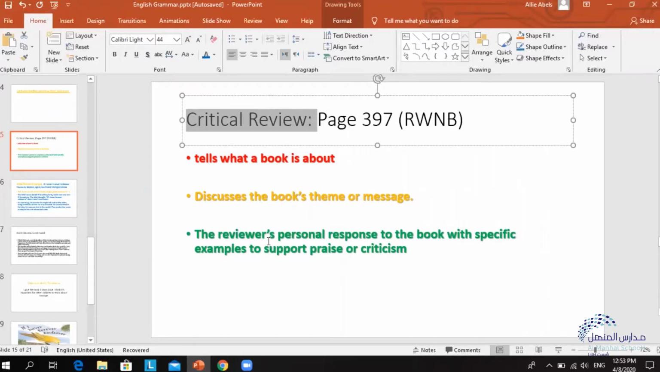Okay, so the first question that needs to come to our mind is what does the word critical mean? Critical basically means to have your own opinion about something, to be a person who does not just accept people's views or what people tell them. That is to be critical about something.